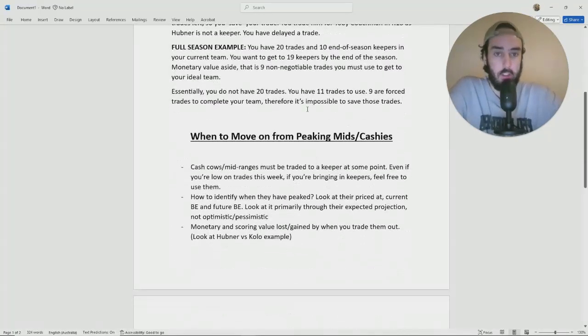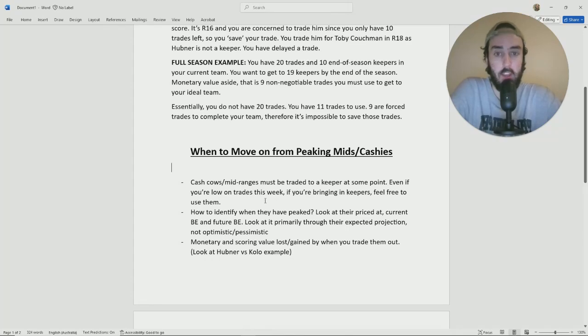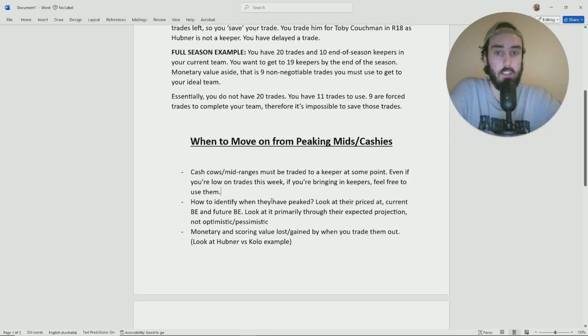So that's all for that section. Then we move on to when to move on from your peaking mids and cash cows. Just some considerations I like to think about when I believe it's time to trade them. And then I've got a little table here for the guys I think you should hold or sell this week. But like I said, cash cows and mid-rangers must be traded to a keeper at some point. Even if you're low on trades this week, if you're bringing in keepers, feel free to use those trades. Just don't be afraid to use them if you're trading up to a keeper.